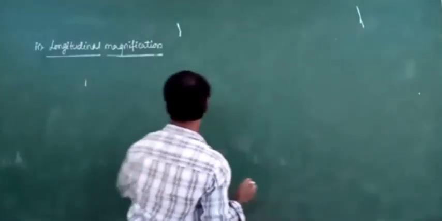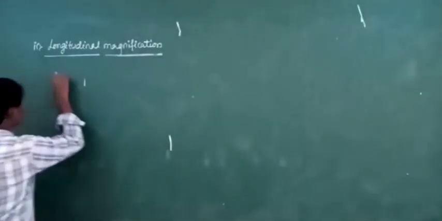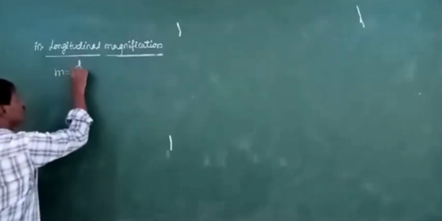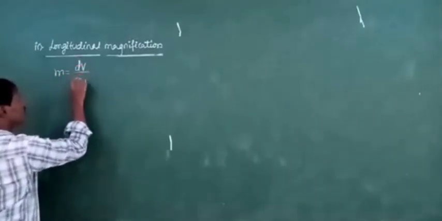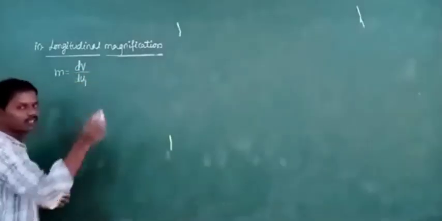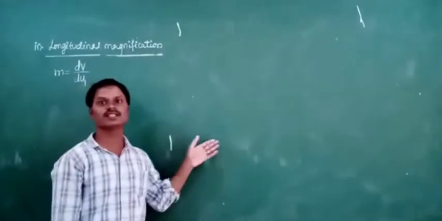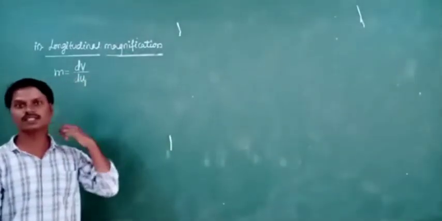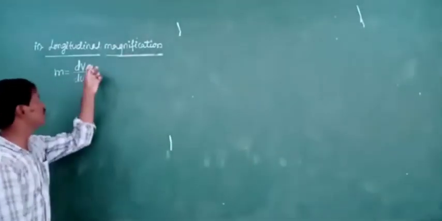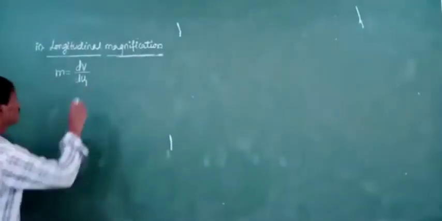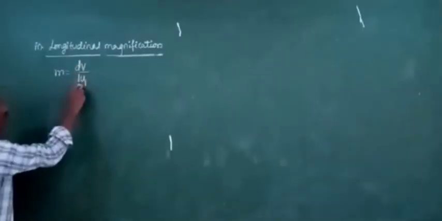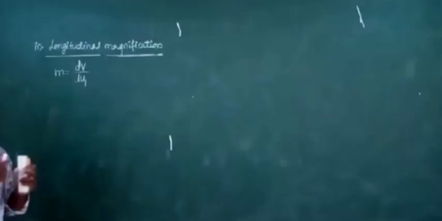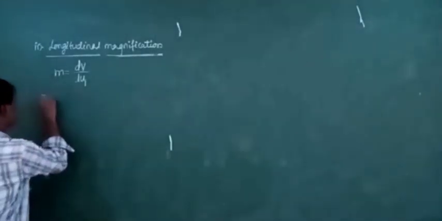Then how to define longitudinal magnification? Longitudinal magnification is the ratio of length of the image to the length of the object. Length of the image, as I already said, is v2 minus v1. Length of the object is u2 minus u1. So that is dv by du. So we have to find dv by du. How to find dv by du? On differentiating the spherical surface relation.